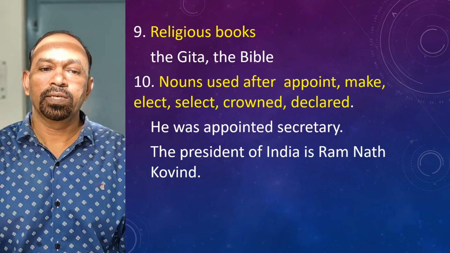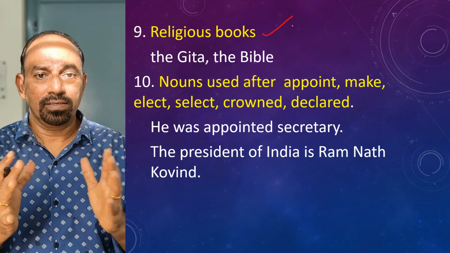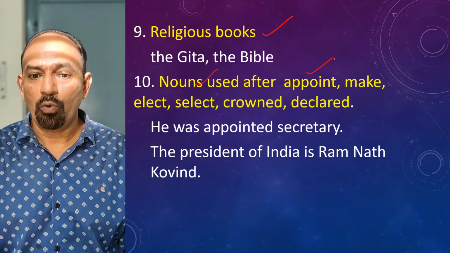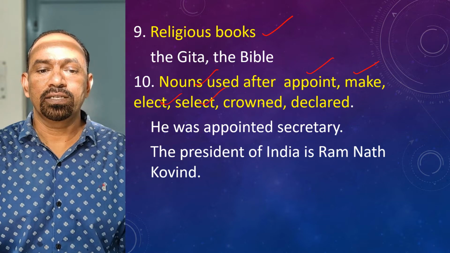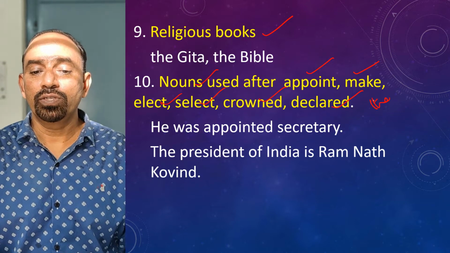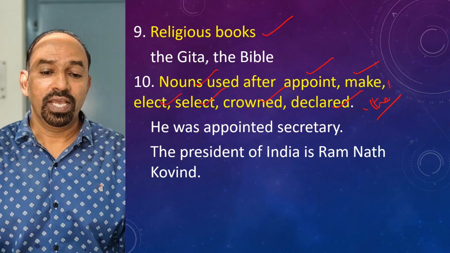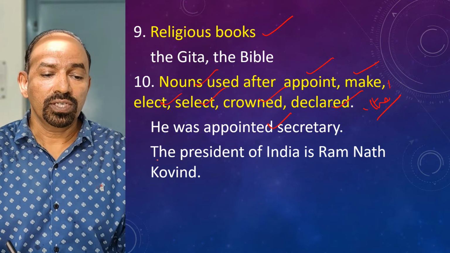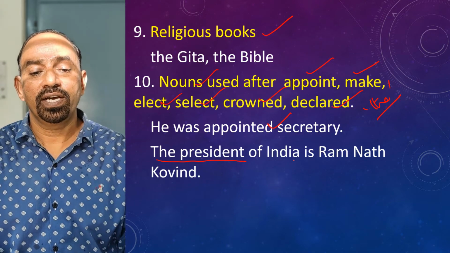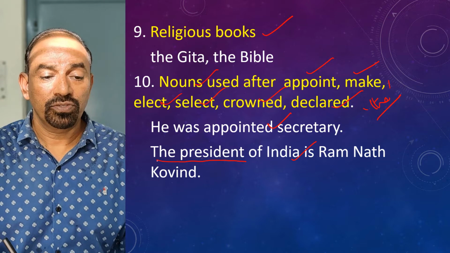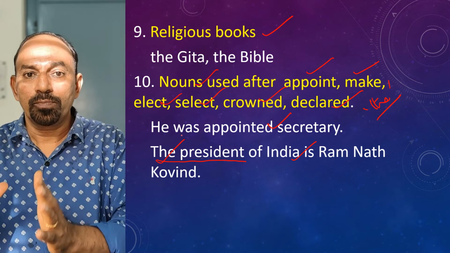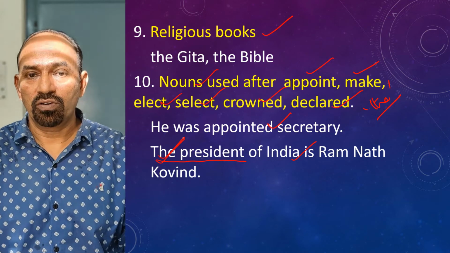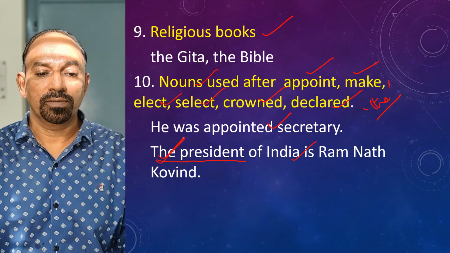That is the rule. Then with religious books like the Gita, the Bible, the Quran, etc. Nouns used after appoint, make, elect, select, crown, declare, we never use the definite article "the". For example, he was appointed secretary. But when we use it in a particular sense, the President of India is Ramnath Kovind. Here, it is the particular President we are talking about, so we can use the definite article.